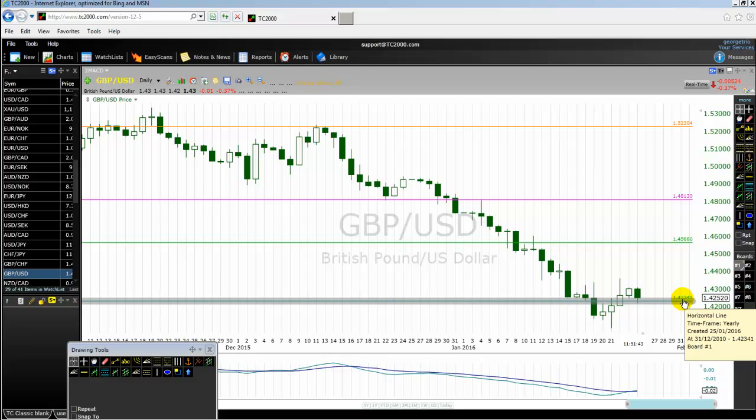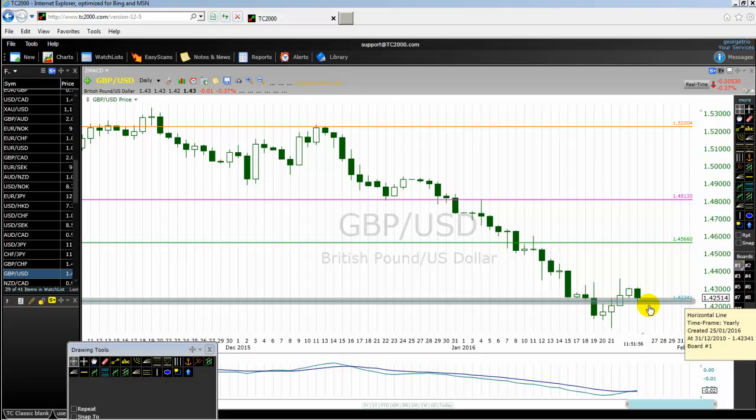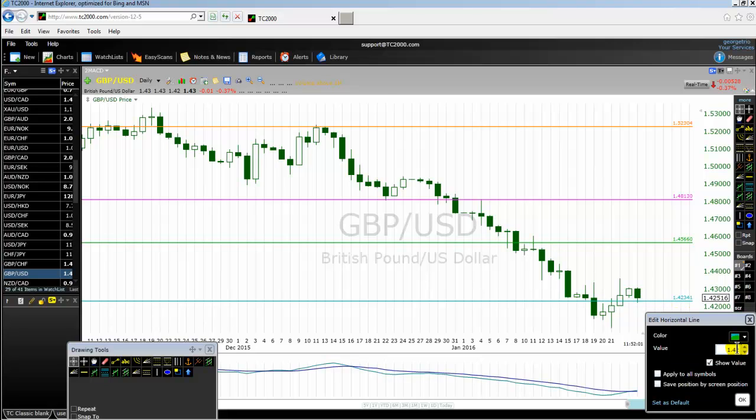1.4234 is the level of the low of 2010. Okay, that's the low of 2010. 1.4234, in fact 1.4230. It's not the exact level. 1.4230 is the low of 2010. Okay, I'm going to correct that now. It is the low of 2010.